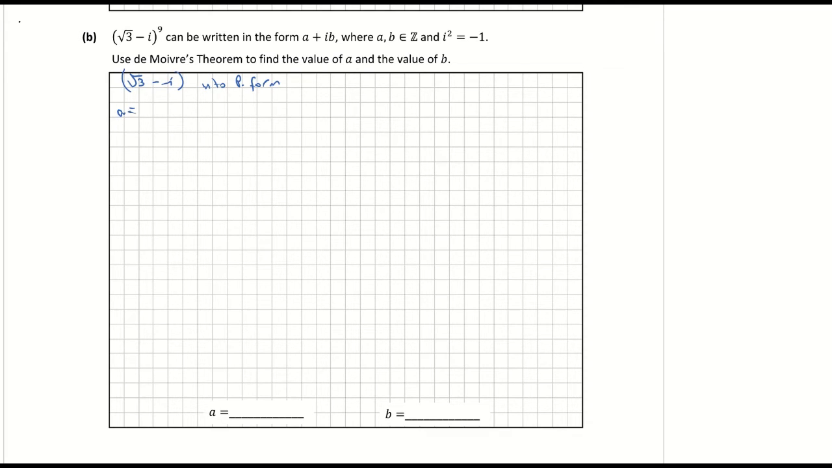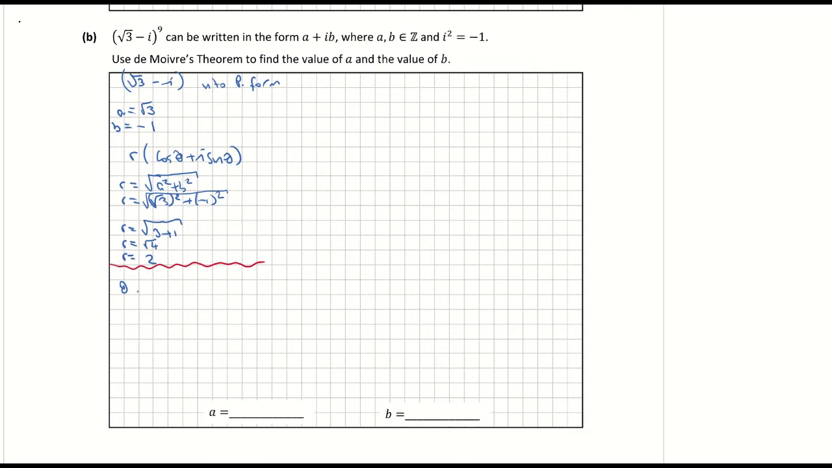And my a here is the square root of 3. My b is the number in front of the i, which is negative 1. My polar form is r times cos of theta plus i sine of theta. The radius then is given by the square root of a squared plus b squared, the modulus. And that's giving me square root of 3 all squared plus minus 1 all squared in a square root. So my radius here is the square root of 3 plus 1, which is the square root of 4, which is 2. So r is 2.